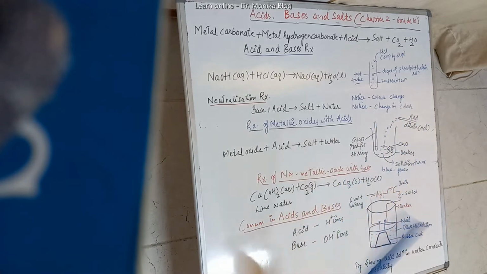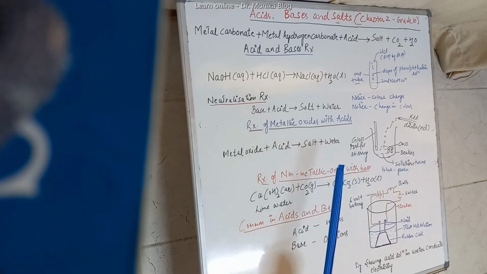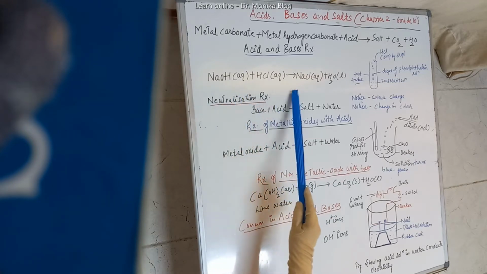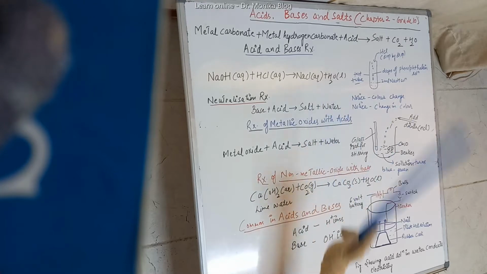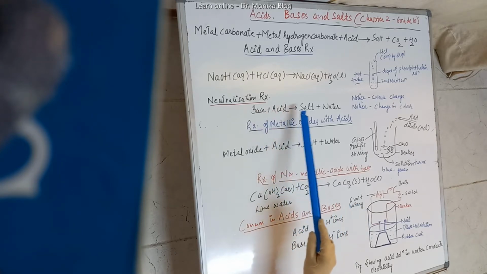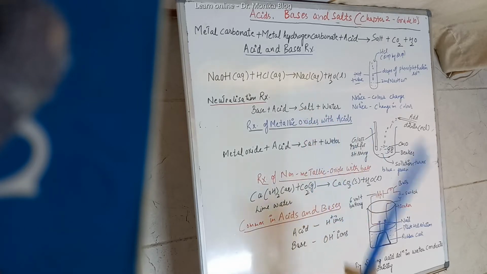So in the above activity, we have observed that the effect of a base is nullified, that is, cancelled by an acid and vice versa. So the equation will be NaOH plus HCl gives NaCl plus water. This is the way acids and bases react with each other. And when an acid and a base react with each other, what is the end product? The end product is salt plus water.